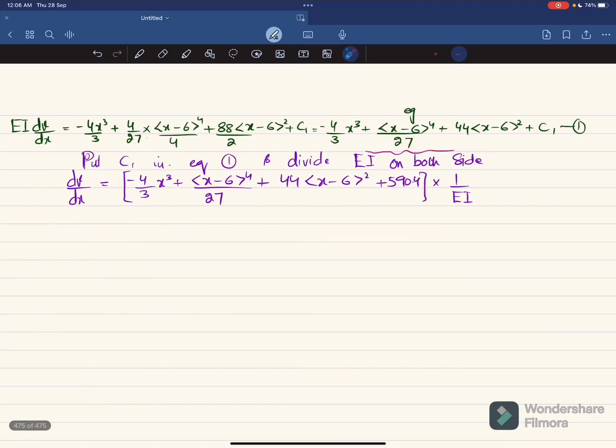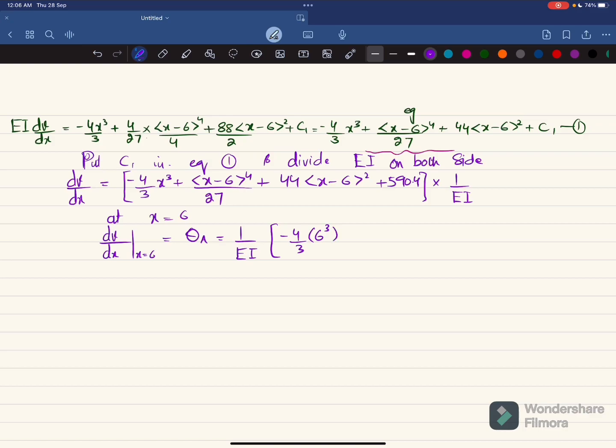So when you put x is equal to 6 feet, we have dv over dx at x is equal to 6 is equal to the slope at A. So dv over dx is theta, and that will be equal to minus 1 over EI into minus 4 over 3 into 6 cube plus 6 power 4 divided by 27 plus 44 into 6 minus 6 square plus 590.4.